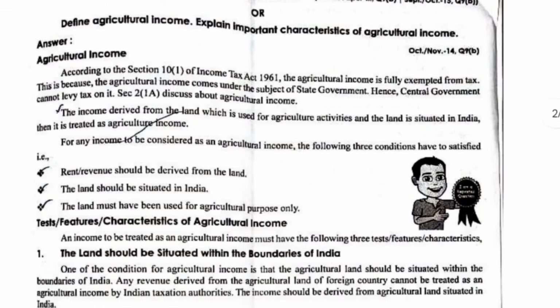What is meant by agriculture income? Any income which is generated through agriculture is called agriculture income. In 1961, according to the Income Tax Act, the agriculture income is fully exempted from tax.